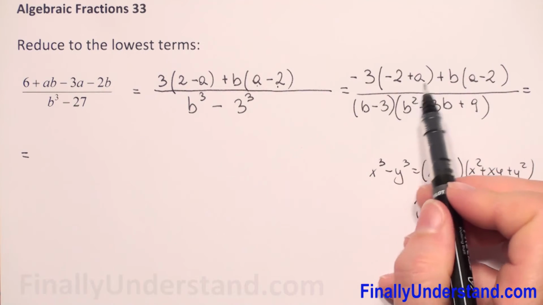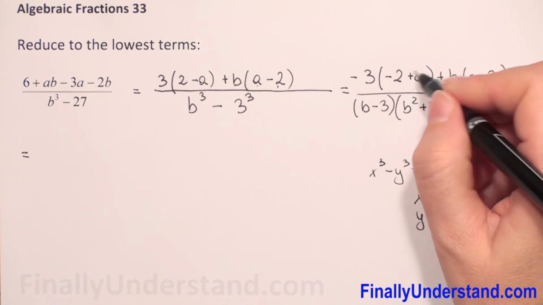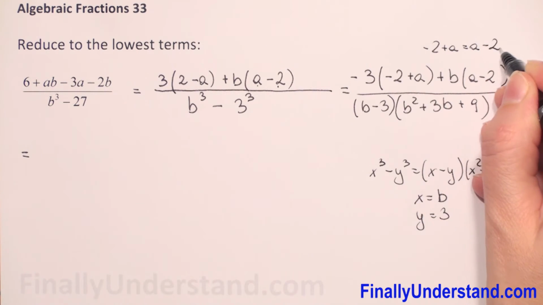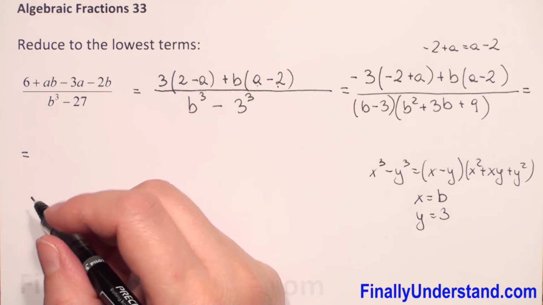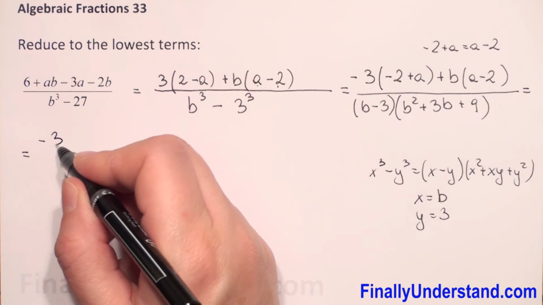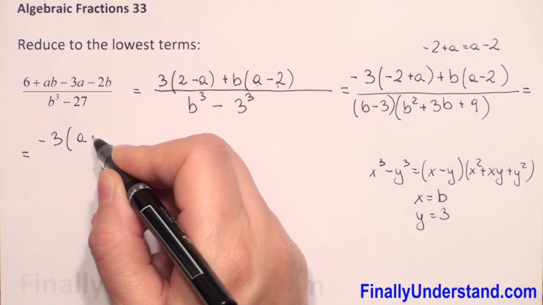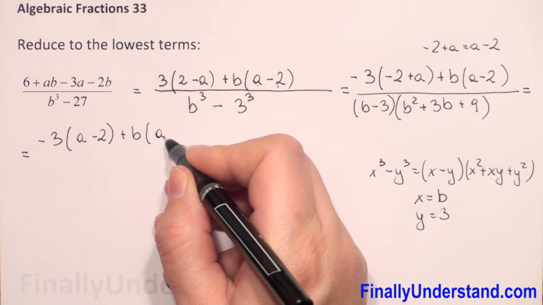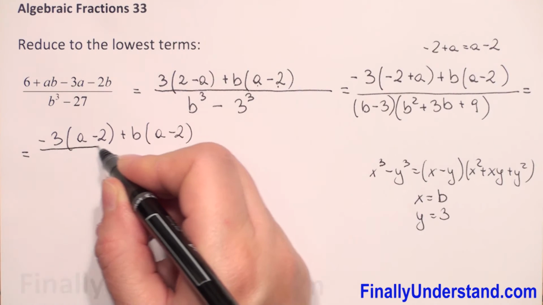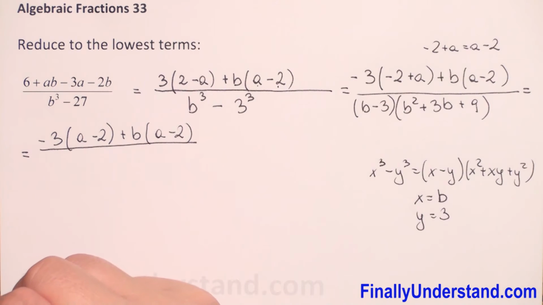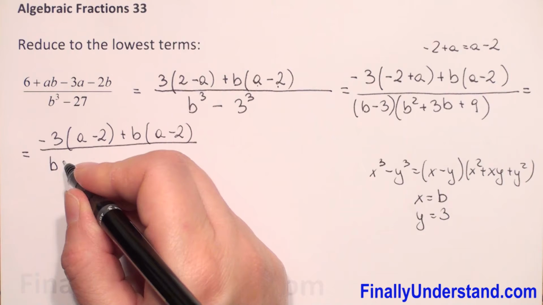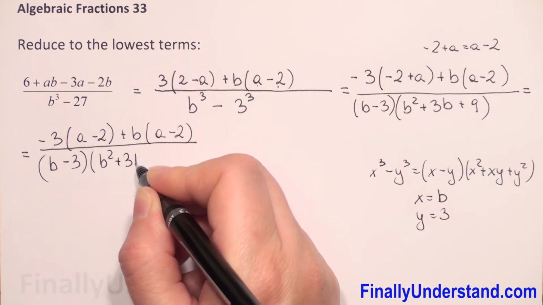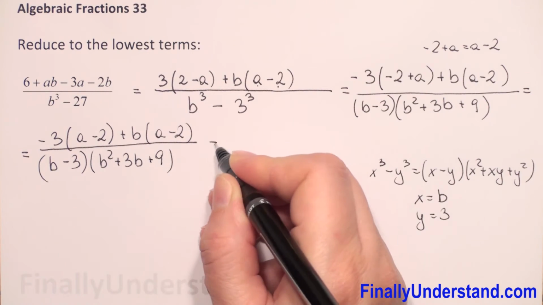Now we can rewrite the first parenthesis, because negative 2 plus a is equal to a minus 2. So we will have negative 3 to copy, and we have a minus 2 plus b, and in parentheses we have a minus 2. And we have to copy our denominator. So we have b minus 3 times b squared plus 3b plus 9. So this is equal.